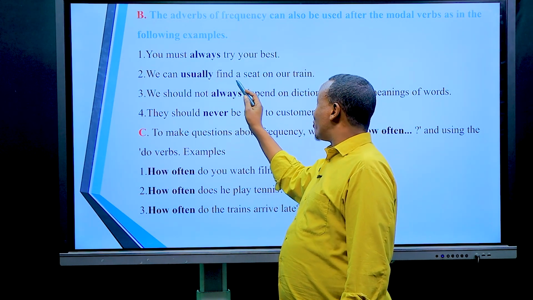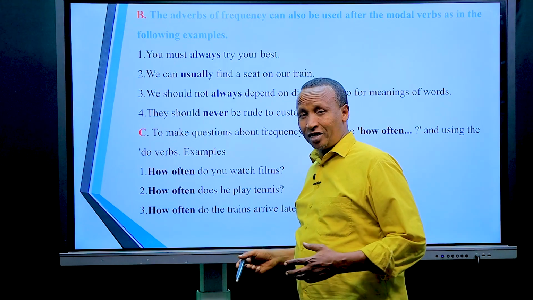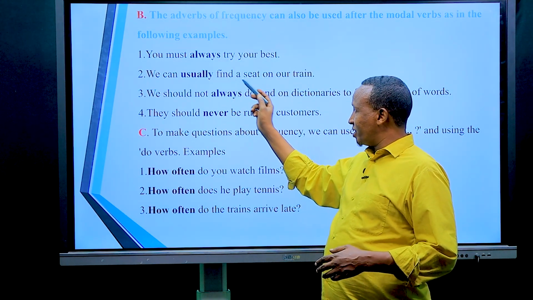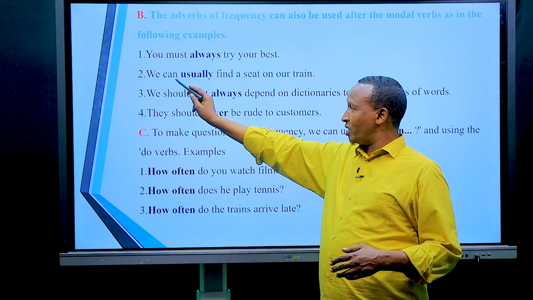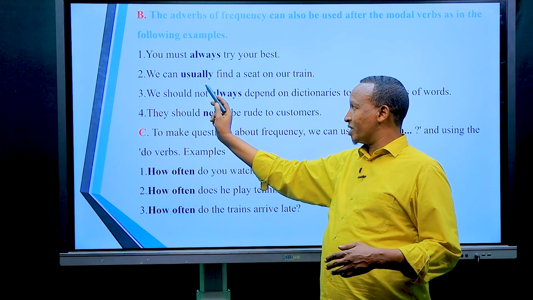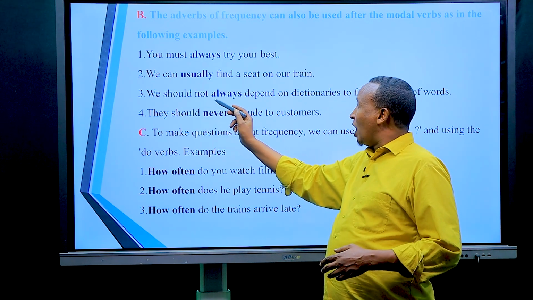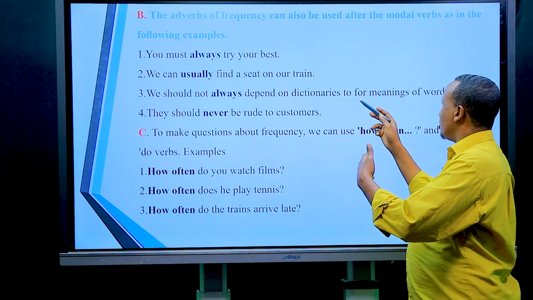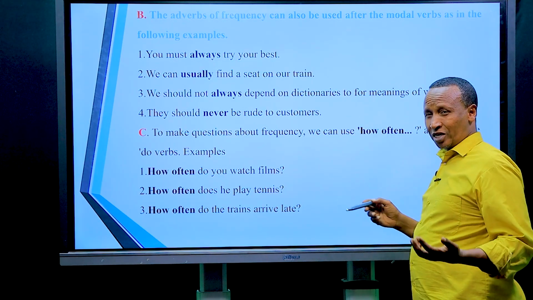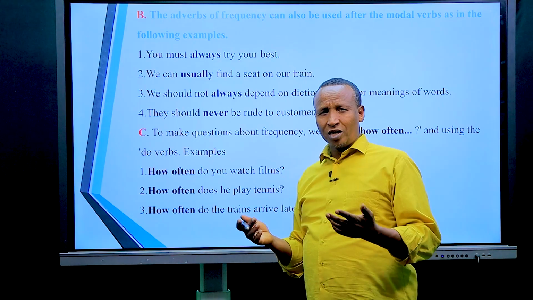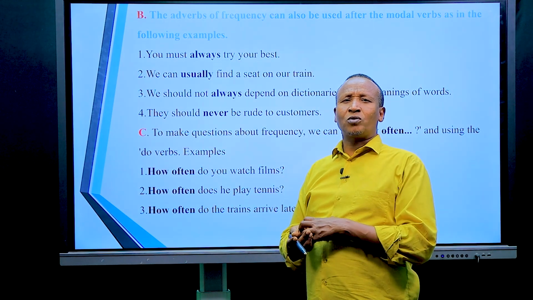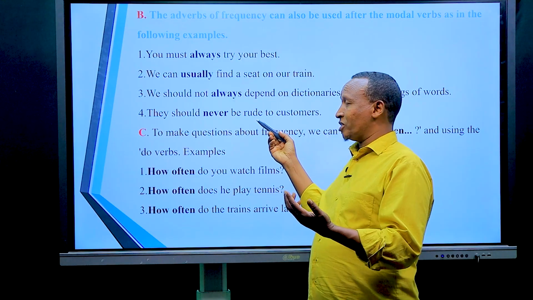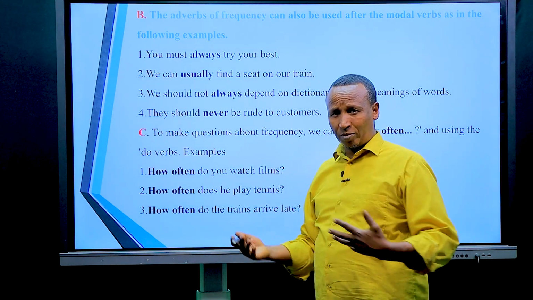We can usually find a seat on our train. We can usually find a seat after the verb erga modal verb can ay ka daba dhacday. We should not always depend on dictionaries, all right, to guess for the meaning of a word. Sometimes you can rely on other things through contextual meaning.